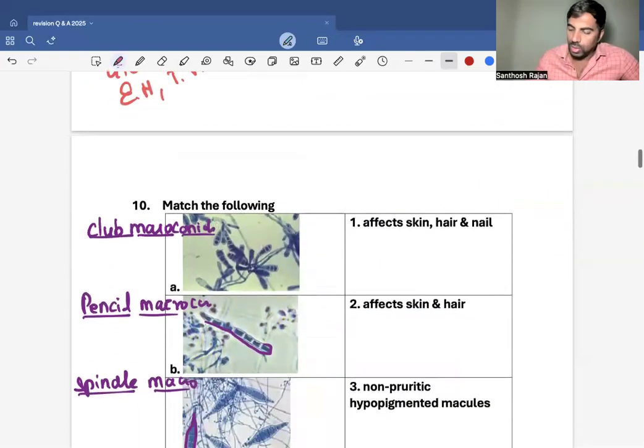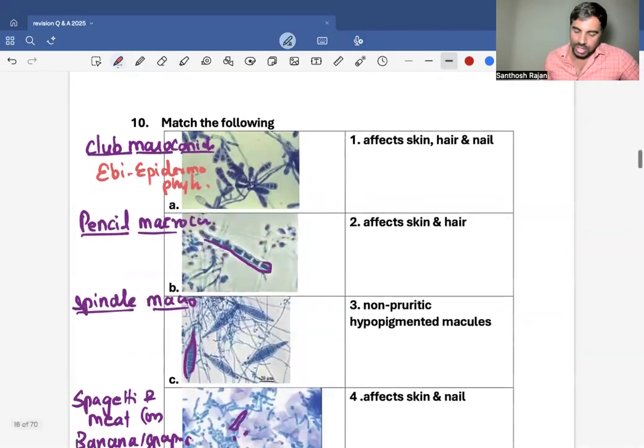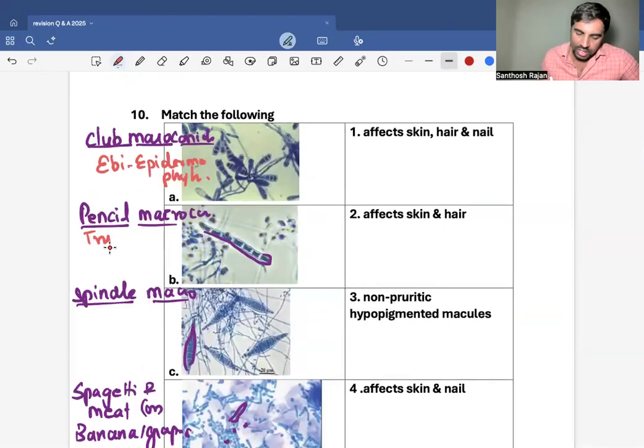So when I say club, I always ask, who owns a club? The guys with the name called Ebi, meaning Ebenezer. They are the owners of the club. So this is basically epidermophyton. Very important. Pencil, I always tell, try to write with a pencil first, right? Try. This is trichophyton. Very simple, trichophyton.